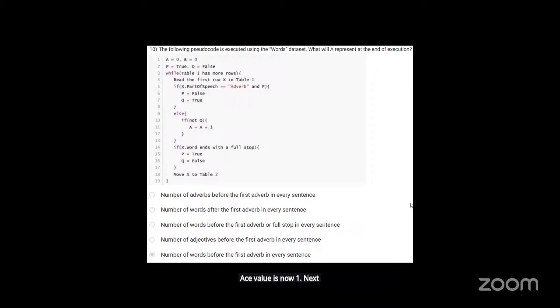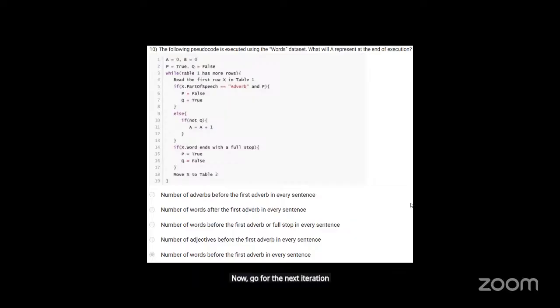Next, if the word ends with a full stop. No, this is the first word, it does not end with a full stop. So nothing else is changed. So the first iteration is done. What is the value of P after the first iteration? True. Q is false only because it was never updated. Now go for the next iteration.